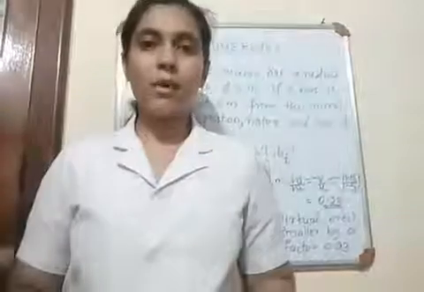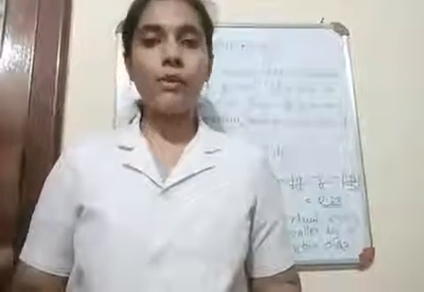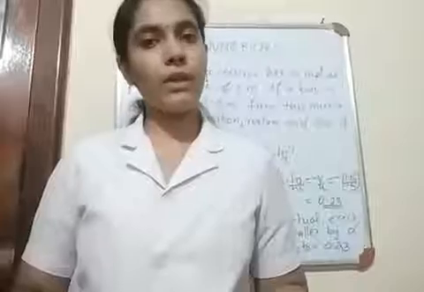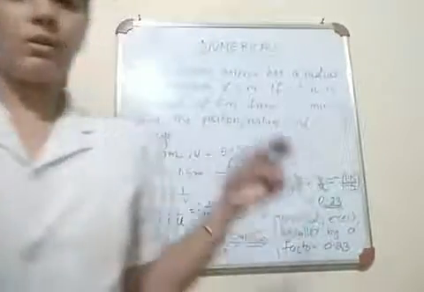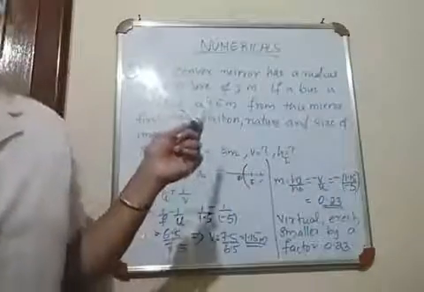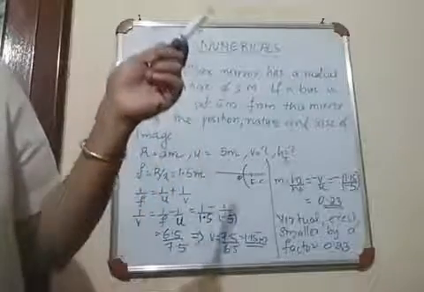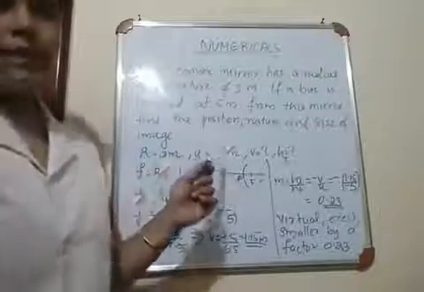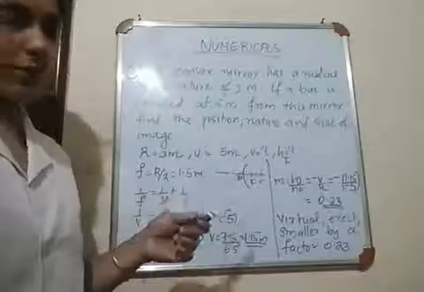Next, let's discuss some of the numericals based on our mirror formula, 1 by f is equal to 1 by u plus 1 by v. So this is the question. You can see the same question on page number 170 of your NCERT textbook. It's one of the solved problems.